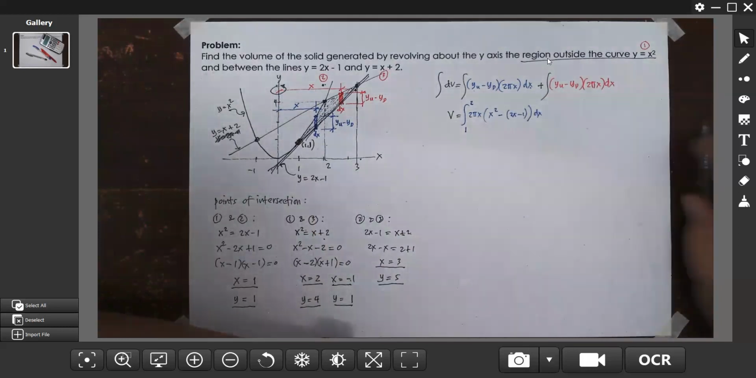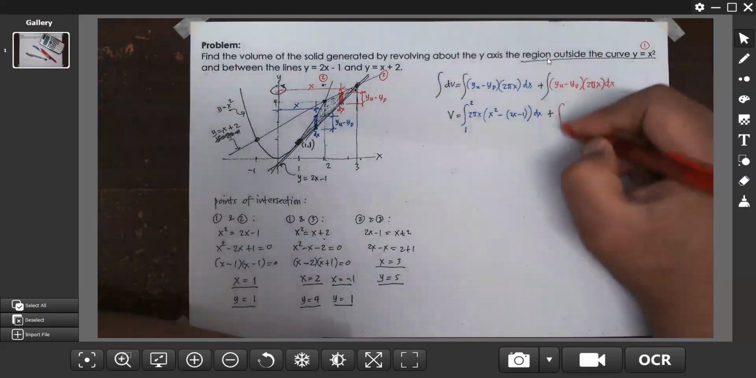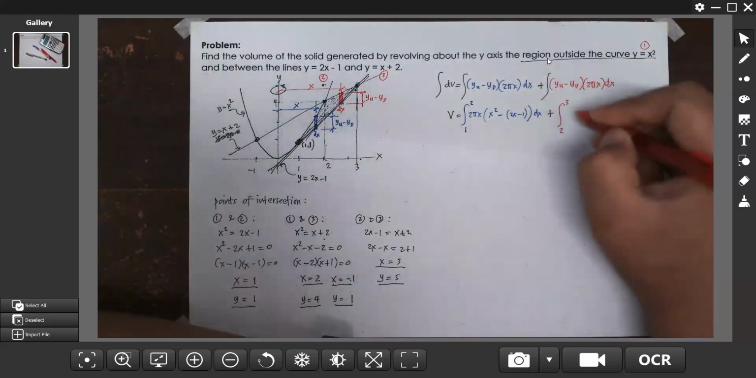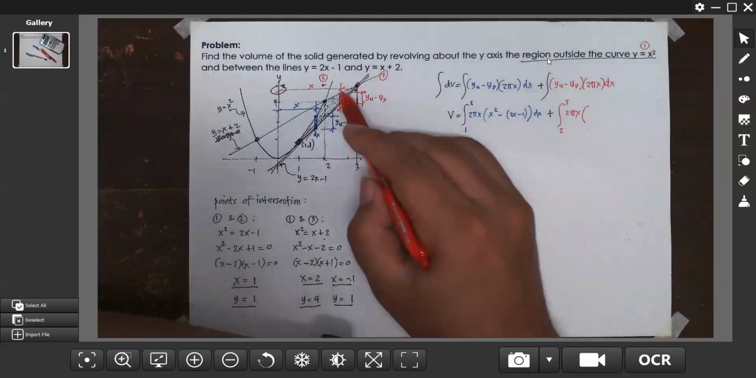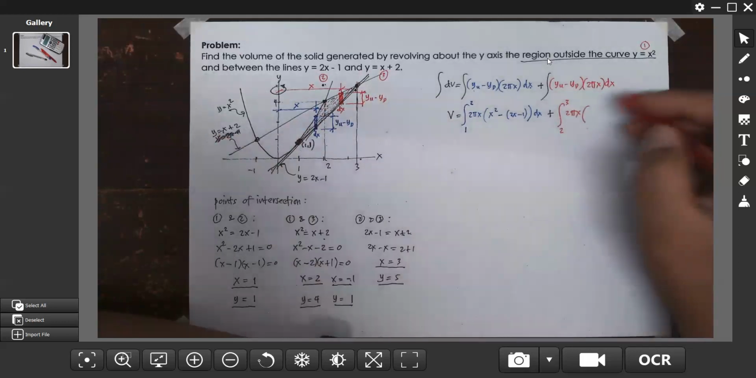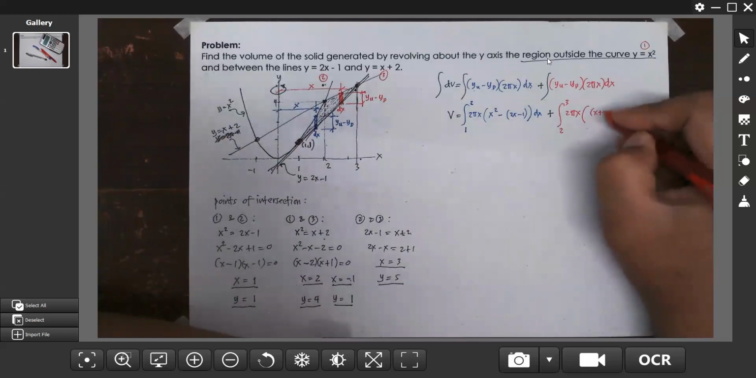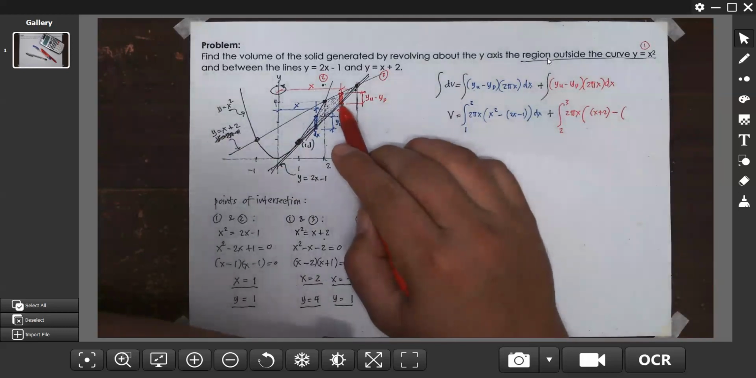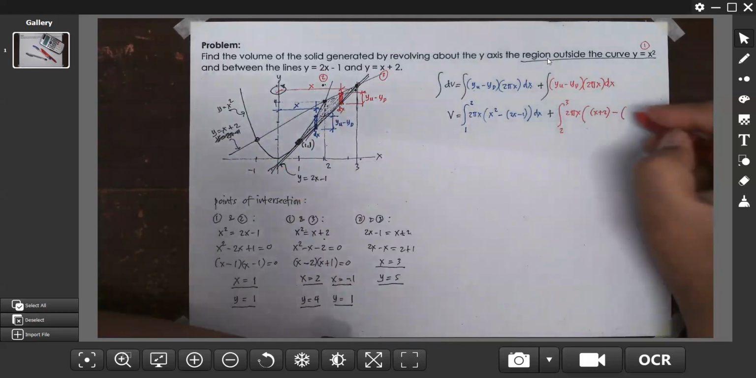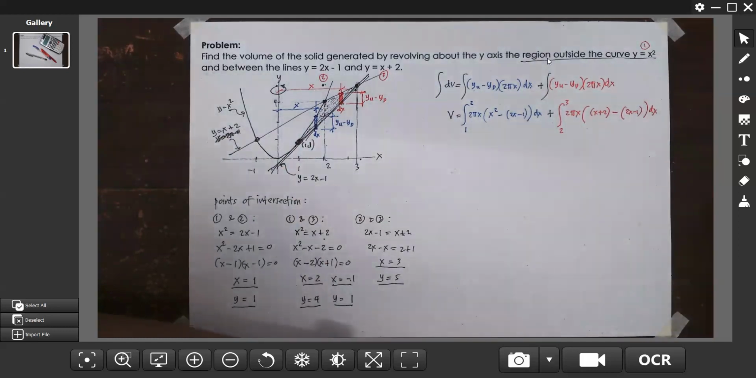dx. Plus the red one, integral from 2 to 3. You have 2 pi x. Our y up is this line, that's x plus 2, minus y down. Our y down is this line, 2x minus 1 dx. Okay?